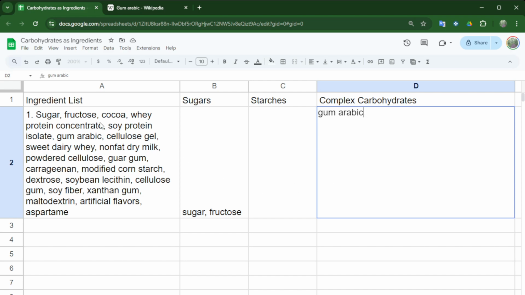Okay, now cellulose gel. Well, that one's pretty obvious. We know cellulose is a complex carbohydrate, and this is just a gel made out of cellulose.